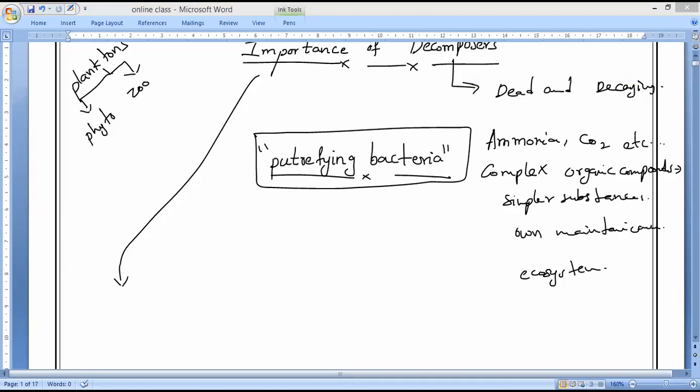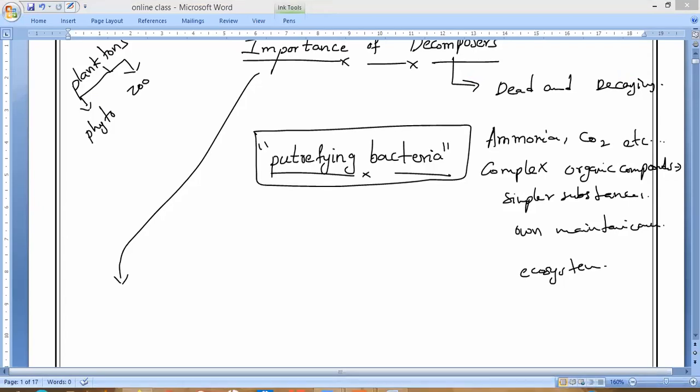How it looks, I will show you. That will help you to see how the bacteria or fungi will be present. I will show you both: one is bacteria, another one is fungi. Fungi you can see in our daily life. Yes or no, guys? Can you see fungi or not?